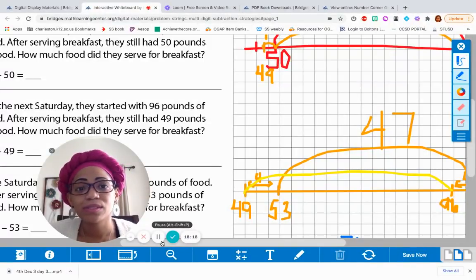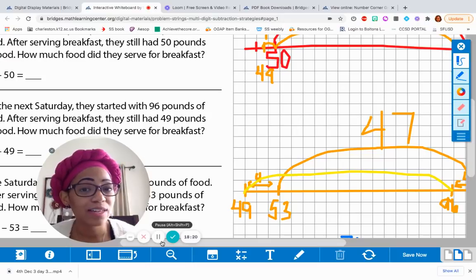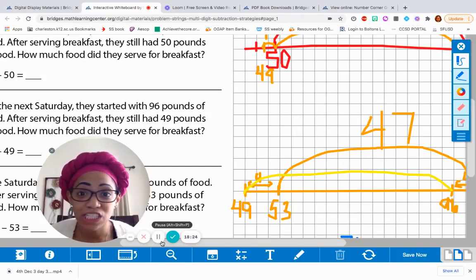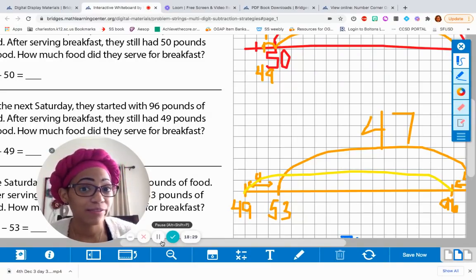So you can use the whiteboard app from the Math Learning Center. You can write it down on a piece of paper, screenshot it, send it to your teacher, whatever you need to do to show that you understand is what I need for you to do.